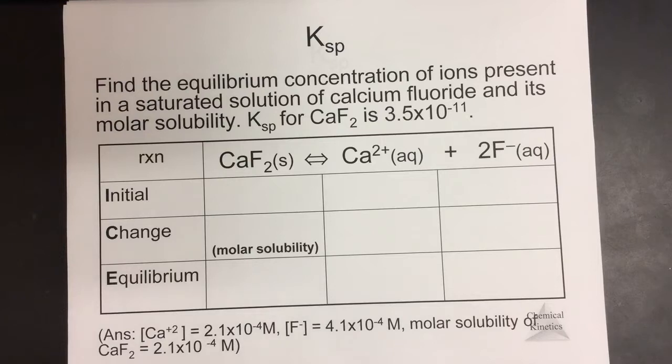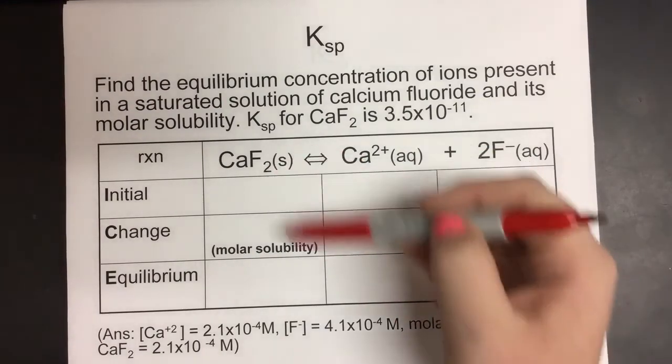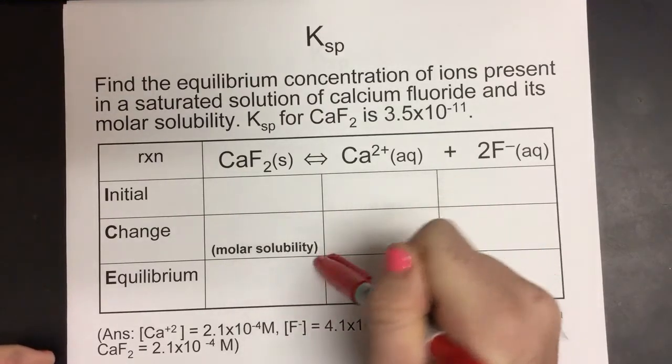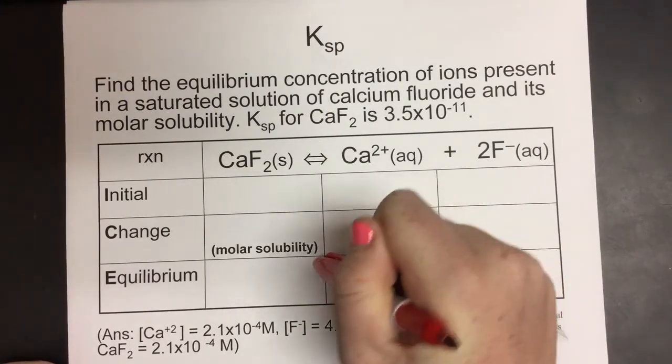Here's one for KSP. Find the equilibrium concentration of ions present in a saturated solution of calcium fluoride and its molar solubility. The KSP for CaF2 is 3.5 times 10 to the negative 11th. So first, molar solubility is the amount in moles of a salt dissolved to make a 1 liter saturated solution. And so that over here is denoted in the change box. So it's pretty much just how much dissolves in a 1 liter saturated solution.